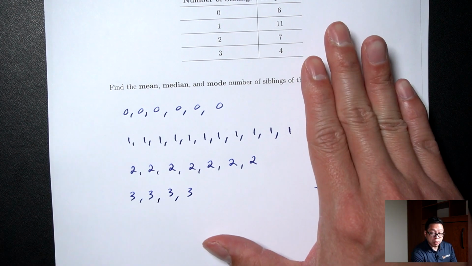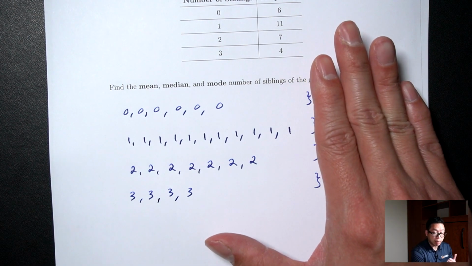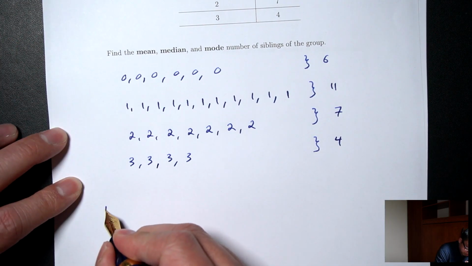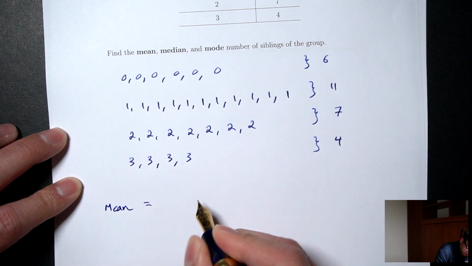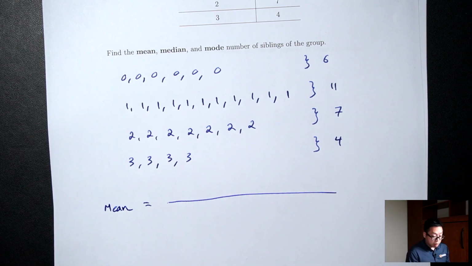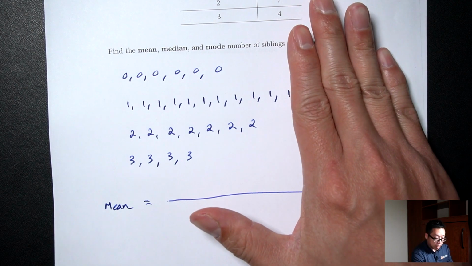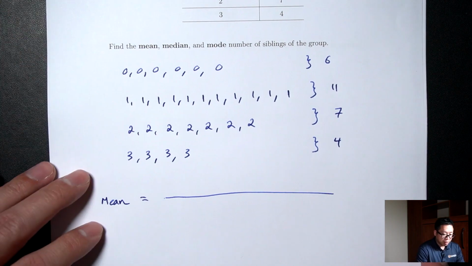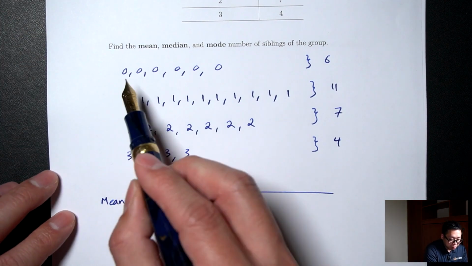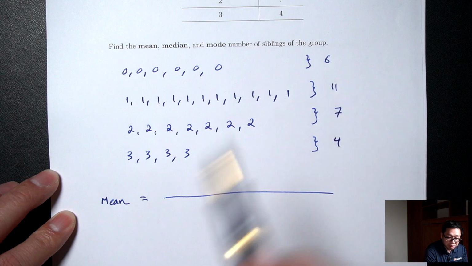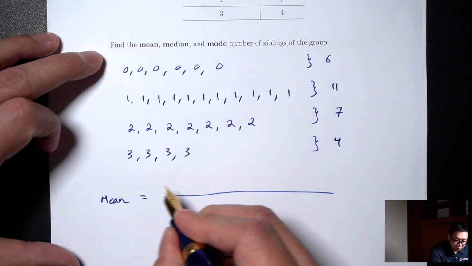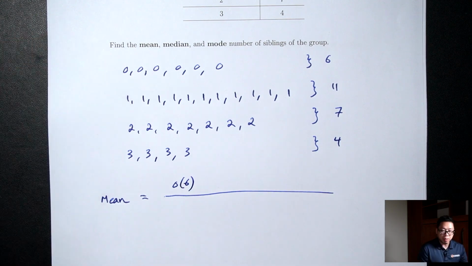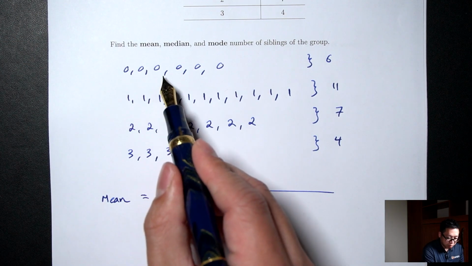Once I have my original data, I can find the mean, the median, and the mode the same way we found it on the first page. To find the mean, add up all of your data values and then divide by however many data values you have. So let's be smart about this. To add up the data values, you could go 0 plus 0 plus 0 plus 0 plus 0, 6 times. But that's the same thing as saying 0 times 6. Right? 0 times 6 means 0 plus 0 plus 0, 6 times.